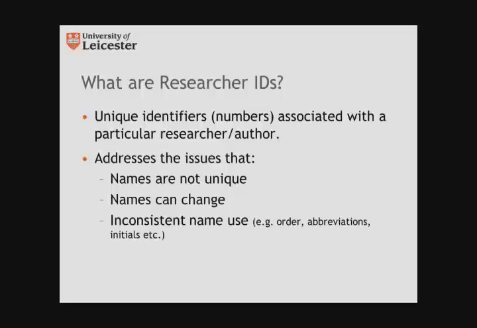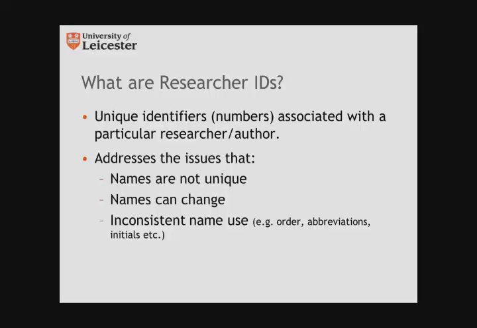What are researcher IDs? They're unique identifiers, usually a number, that is associated with a particular researcher or author. Why would you want to use research IDs? Well, the main reason is that when you publish lots of different research, you may find that there are other researchers out there with the same name as you, so your name might not be unique. So when people are looking for your research, they may get other research by other people with the same name, whereas with a researcher ID you will have a unique identifier to identify your research specifically.